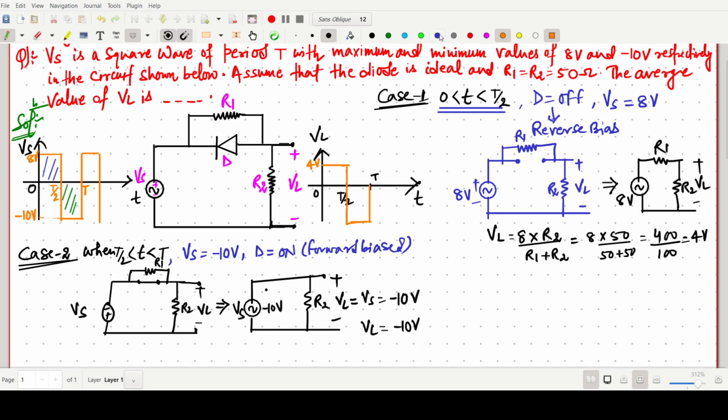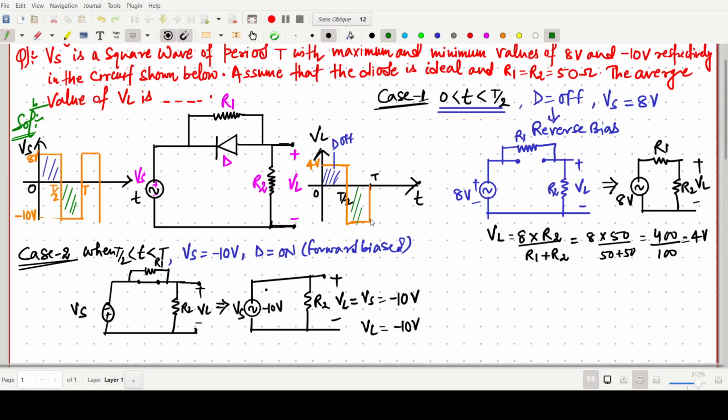So this region is when D is in the off state, and the below region is when D is in the on state. This one is the output voltage, that is our VL.